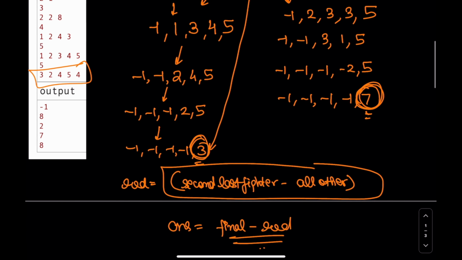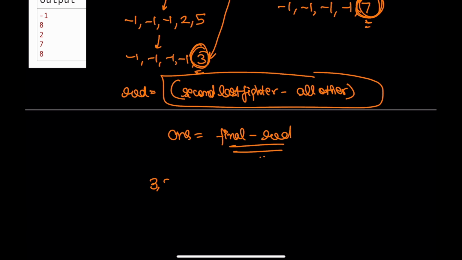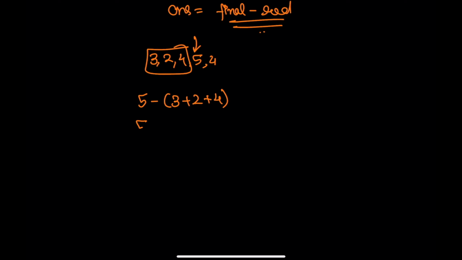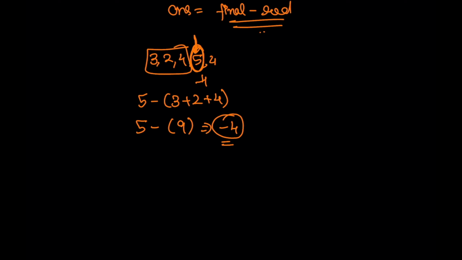So let's take this example to understand. 3, 2, 4, 5 and 4. We need to maximize the rating for this fighter, so he would want the rating for this to be minimum. The minimum can be 5 minus 3 plus 2 plus 4, like all of these fight with this. So it would be 5 minus 9, that is -4. So at the end of all the fighting, this would have a rating of -4. So in the battle between these two, the last fighter will gain a health of 4. Not lose but gain. Like 4 minus -4, that means 4 plus 4, that is 8. So that is our answer.